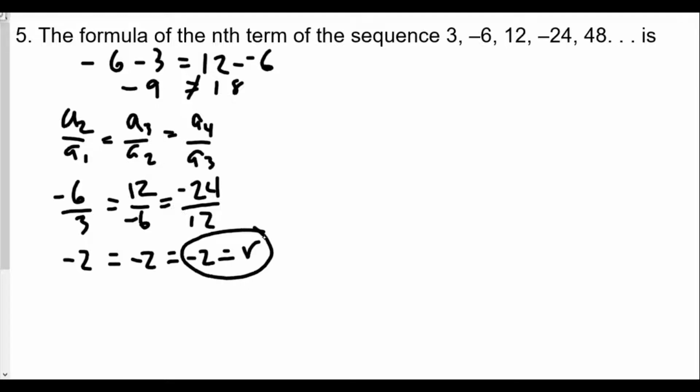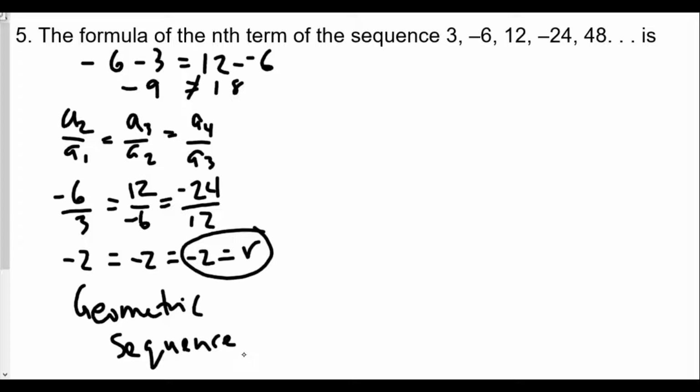So R equals -2. Our formula we're going to use is going to be for a geometric sequence, because it's a geometric sequence. Again, we're multiplying each number by the common ratio, -2, to get the next number. Notice how we multiply -24 by -2 to get 48. And if we continued on, we did 48 times -2, get -96, and so on and so forth.